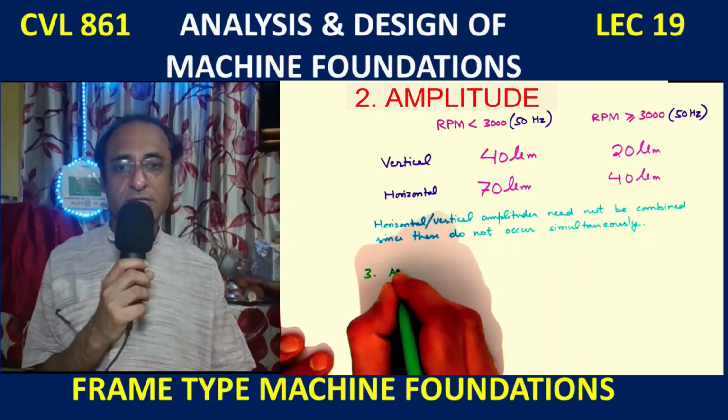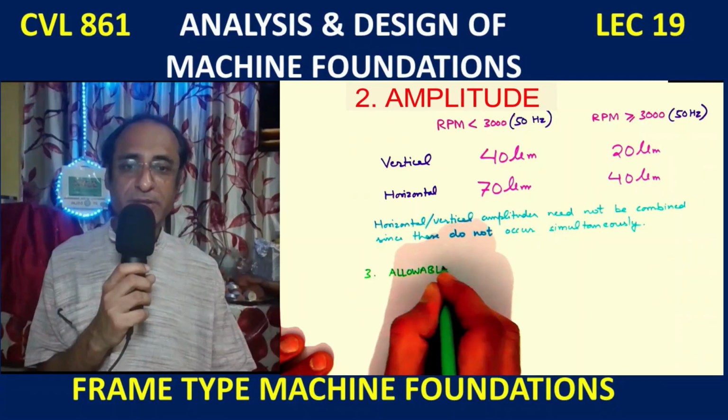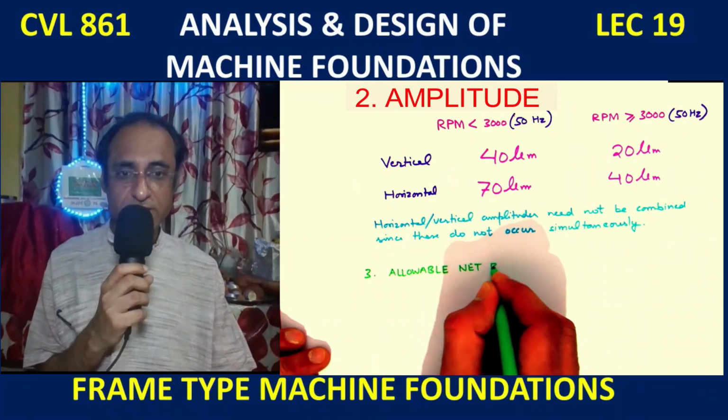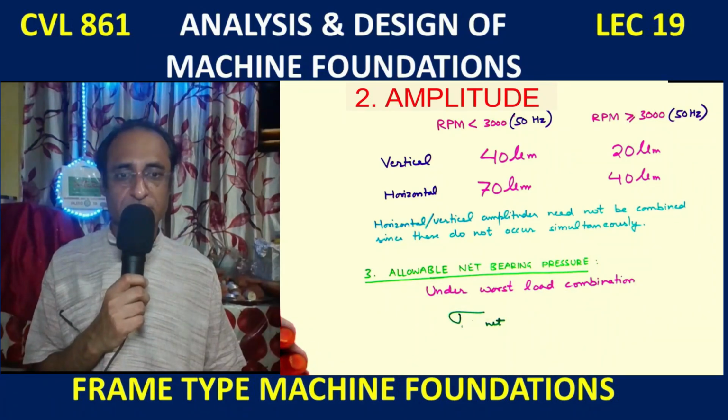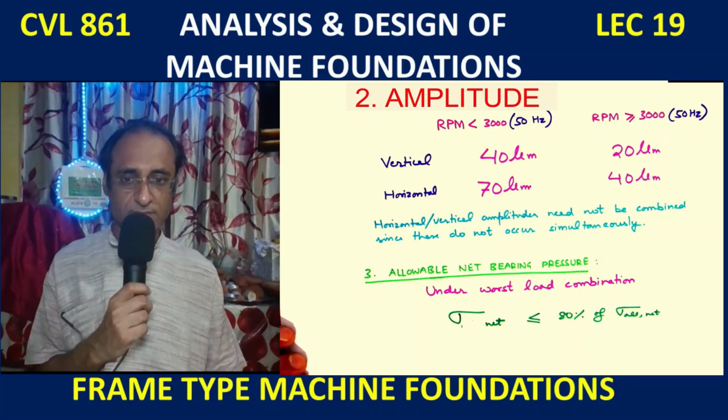Now the next is the net bearing pressure below the soil. Under the worst combination, the net pressure below the footing should be less than 80% of the allowable net bearing pressure specified in the geotechnical report. Alright, so these three are the principal design criteria to be followed for the case of the frame type foundations.